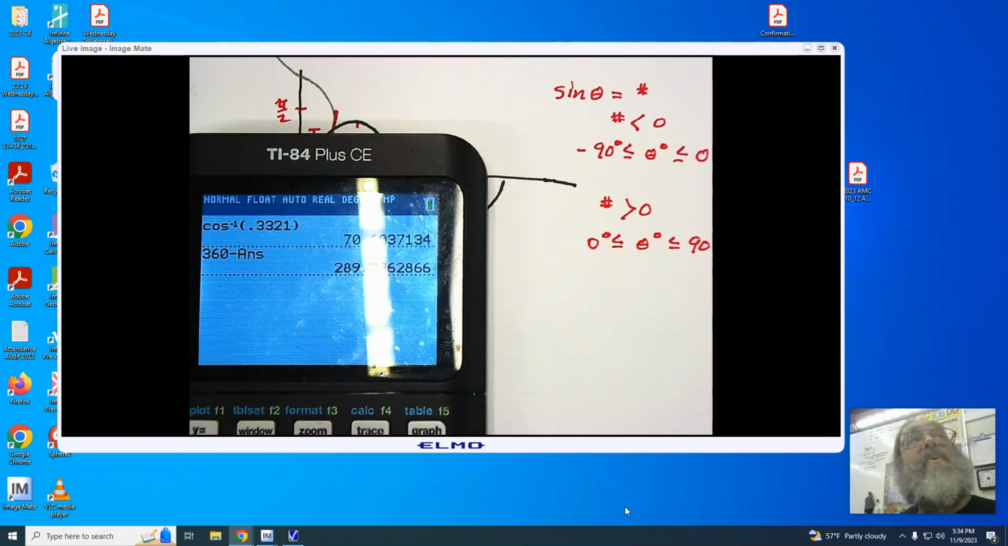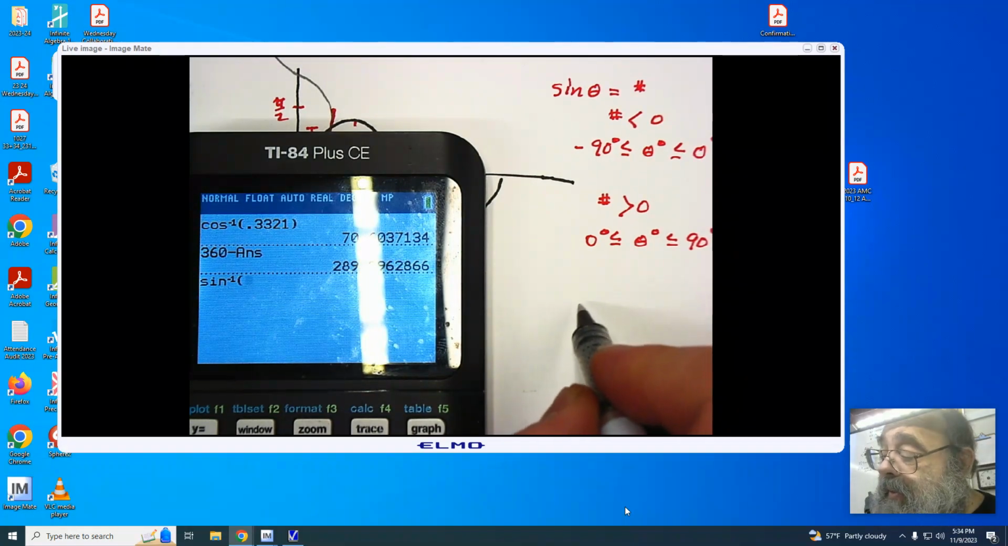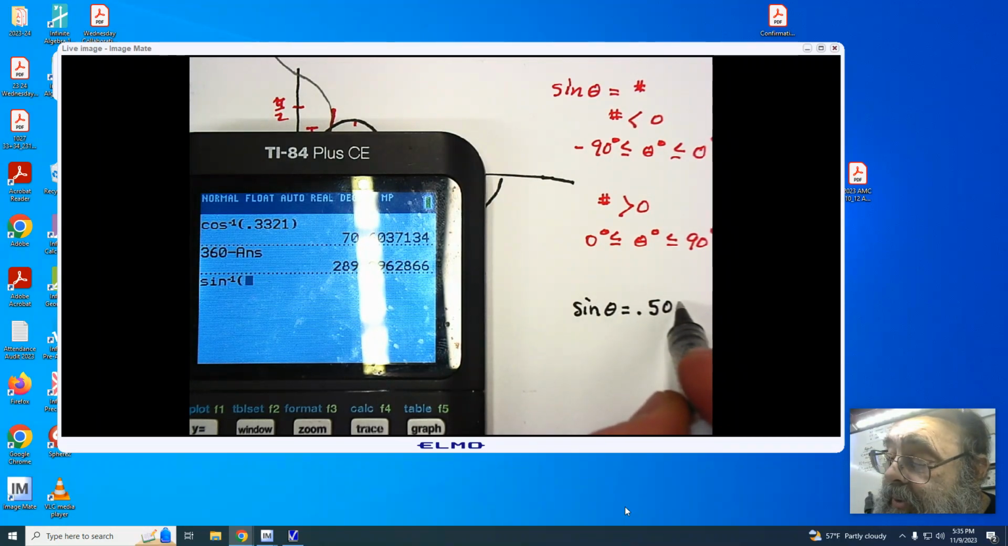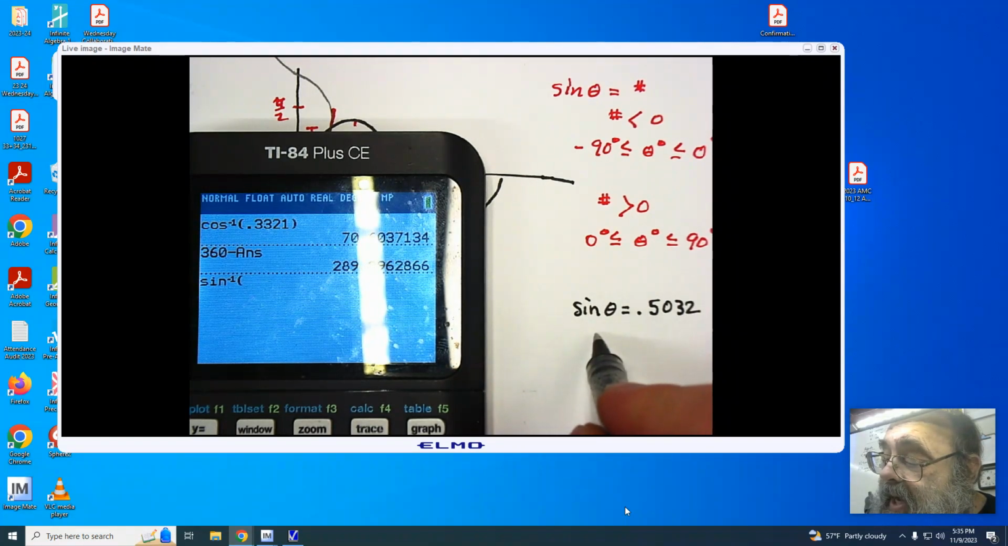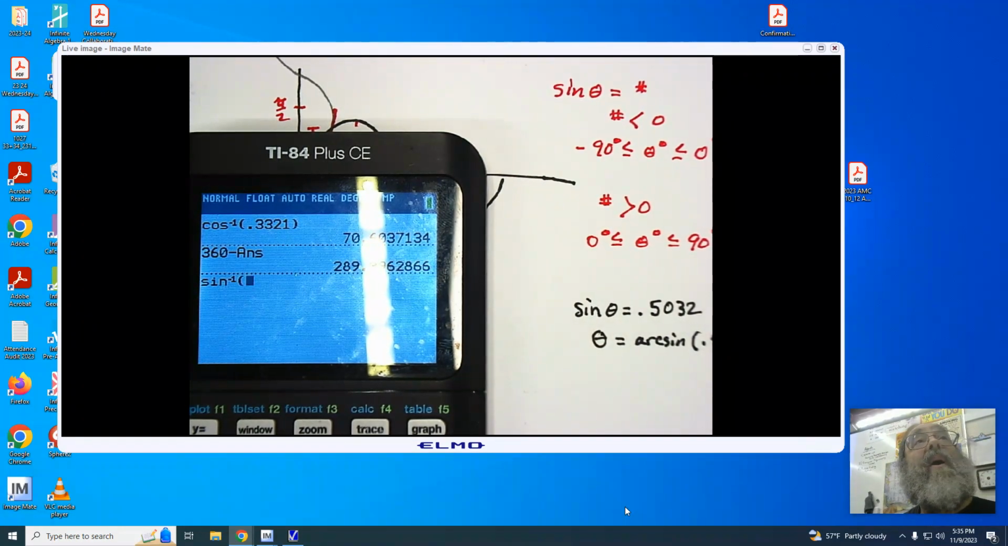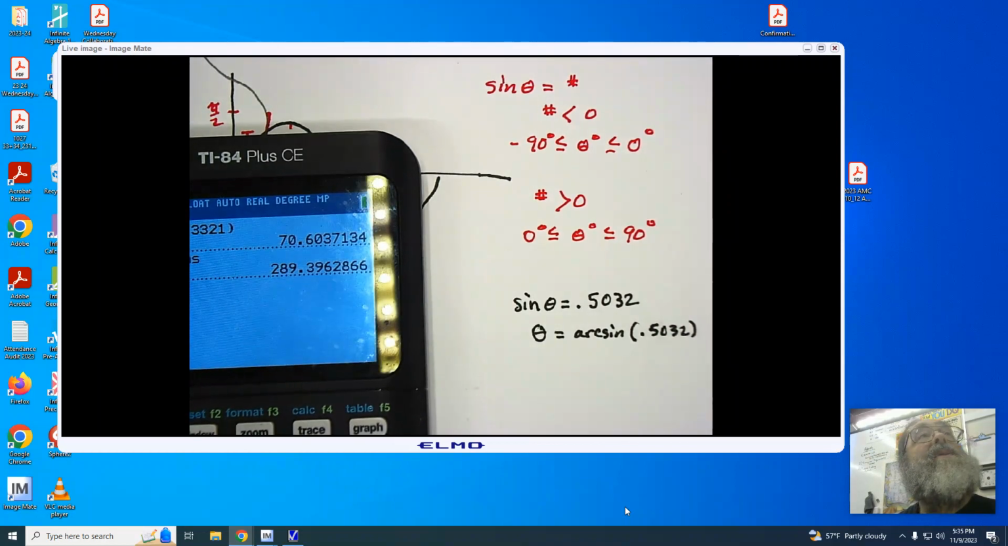We're now going to go to our home screen. In order for us to do this, we have to work with the arc sine, that second function sine, and we would then put in whatever ratio is given to us. So if we were trying to do the sine of theta is 0.5032, I'm going to say theta equals the arc sine of 0.5032. And this is what I'm going to put in my calculator. So let's do that now, please.